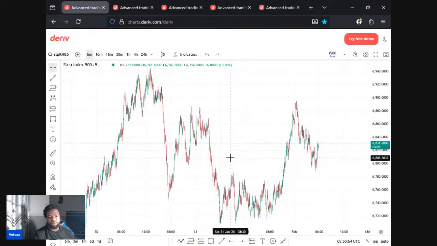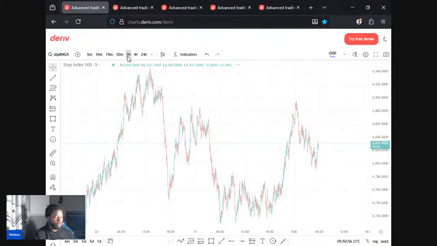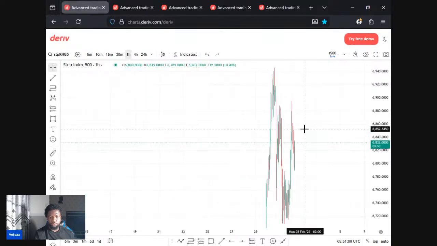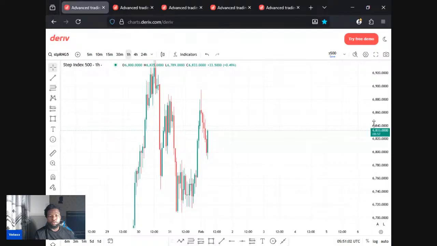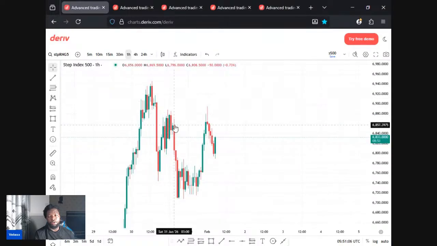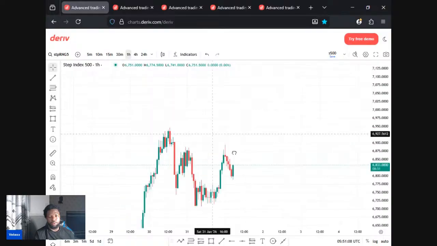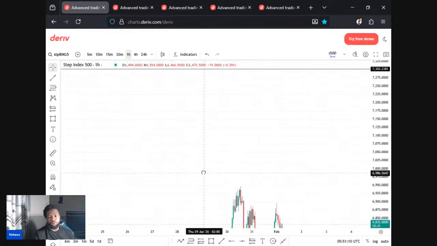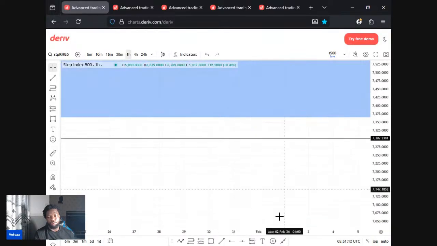Let's see. This is actually valid, the 1-hour structure. So let's see what happened. But I'm not putting so much attention to it. I want price to come into this POI first.